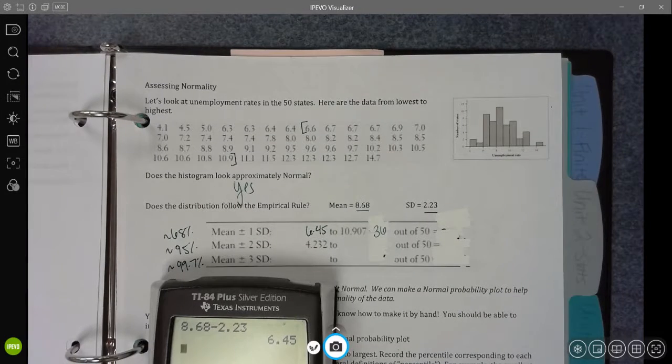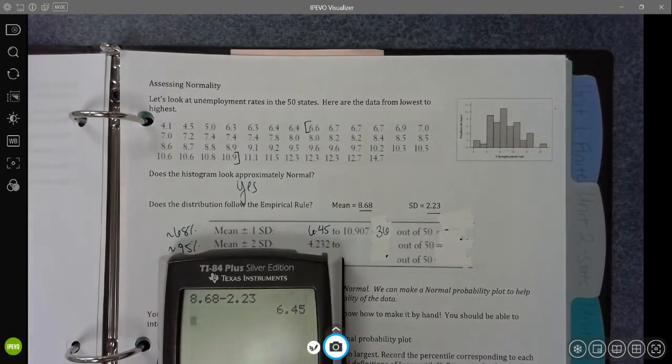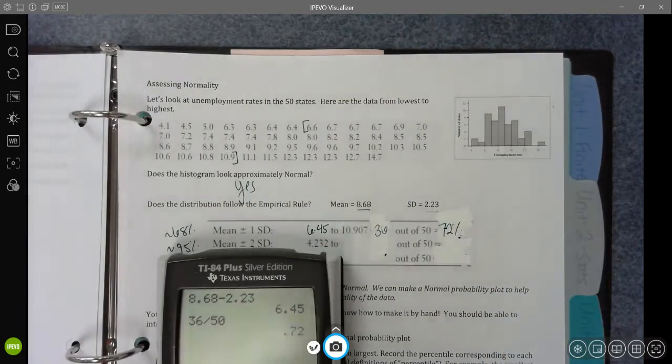All right, so you'll see here, I put the bounds in my green marker. 36 out of the 50 states fell within that range. So I'm going to calculate the percent. It's approximately 72%. It's pretty close to 68.